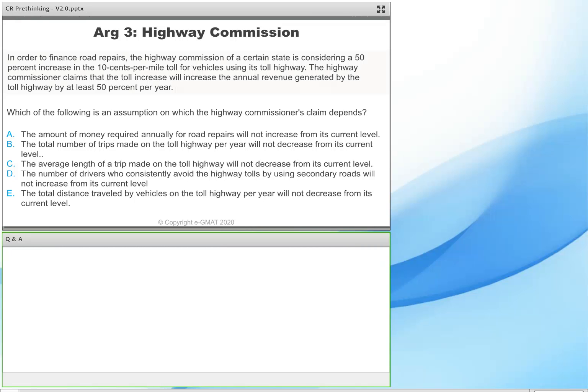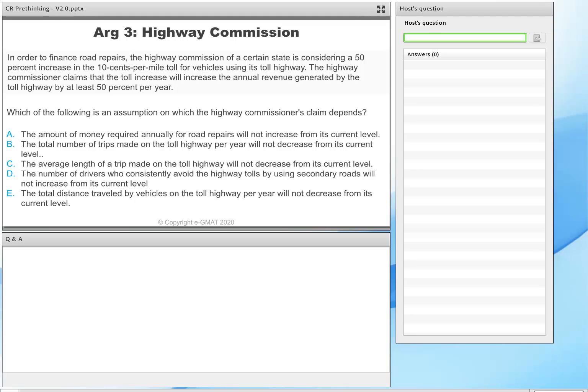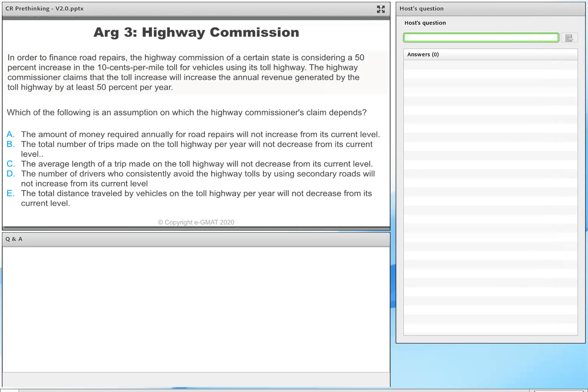Let's go to the short answer poll over here. How many of you, when you first looked at the argument, felt, hey, the argument's simple, but when you looked at the answer choices, you were scratching your head? How many of you really said, man, the answer choices seem very difficult?